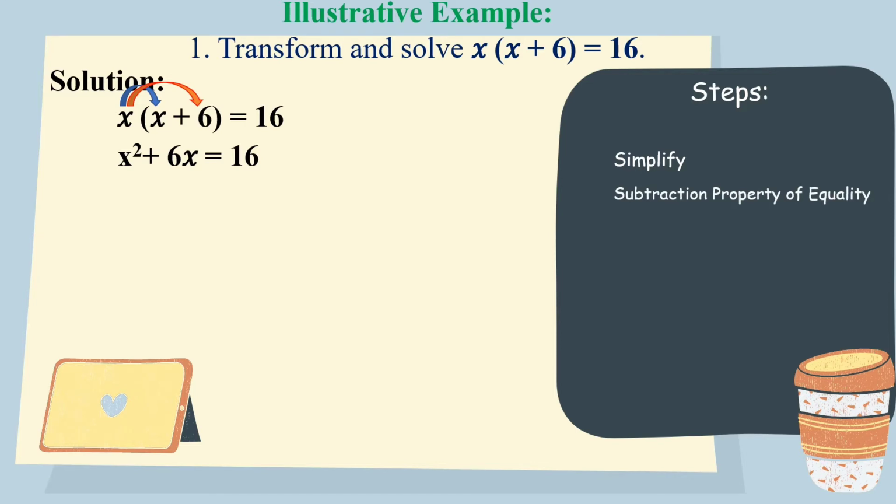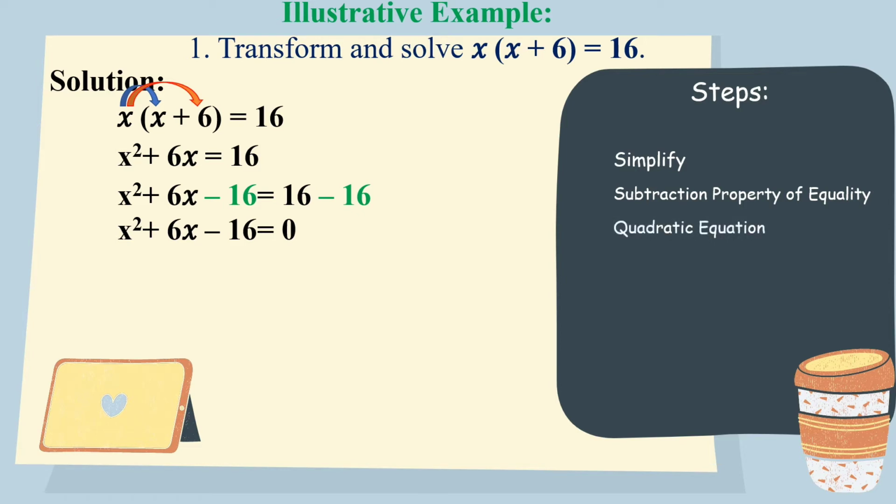By subtraction property of equality, we subtract 16 on both sides, or simply move 16 to the left side of the equation. And that would give us x squared plus 6x minus 16 is equal to 0. From x quantity x plus 6 is equal to 16, we now have x squared plus 6x minus 16 is equal to 0 in standard form. Then, we use factoring to get the roots of the equation.